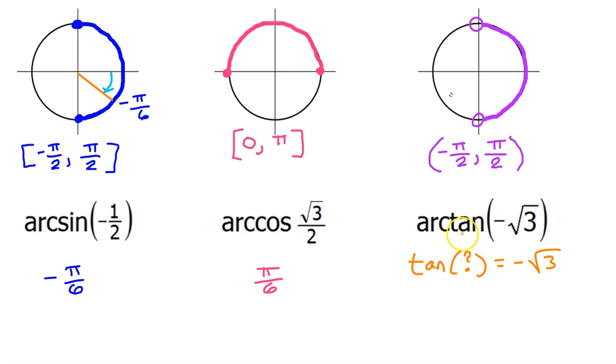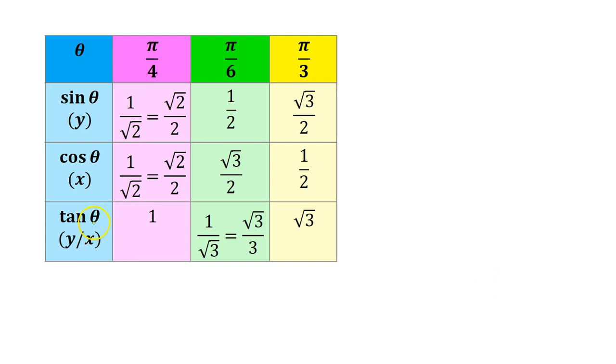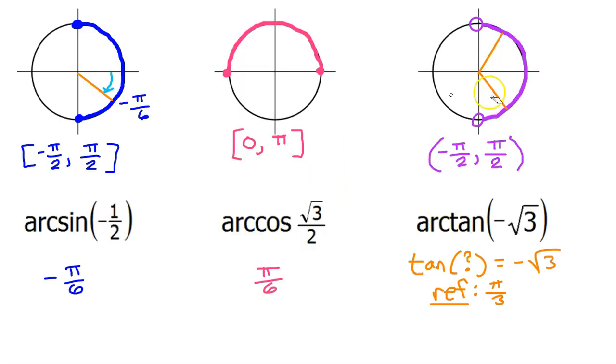To evaluate the arctangent of negative radical 3, you ask yourself, the tangent of what is equal to negative radical 3? Ignoring the negative sign, we will find the reference angle. The tangent of what is radical 3? We have memorized that the tangent of pi over 3 is radical 3. So pi over 3 is the reference angle. These are the two angles within the restricted range with a reference angle of pi over 3. But in this case, we want tangent to be negative. Tangent is the slope of the terminal side, and the slope will be negative in the fourth quadrant.